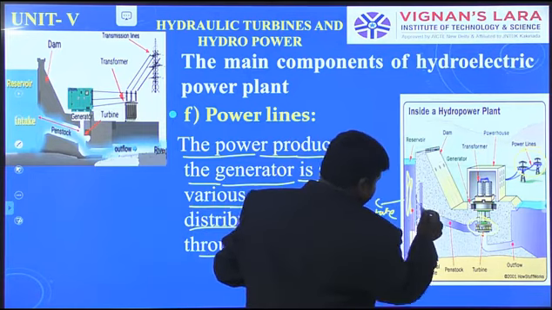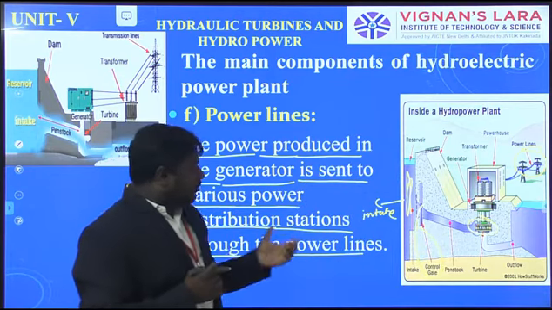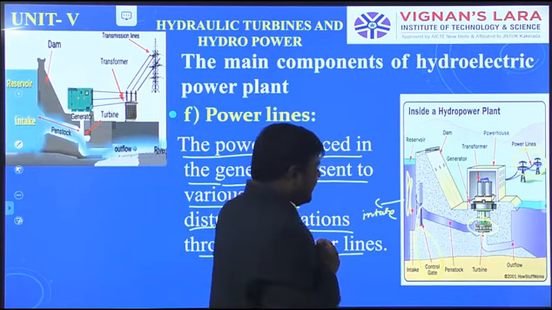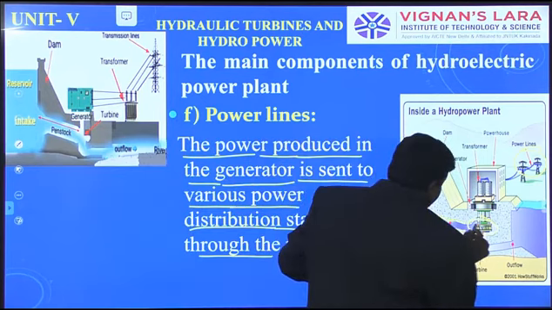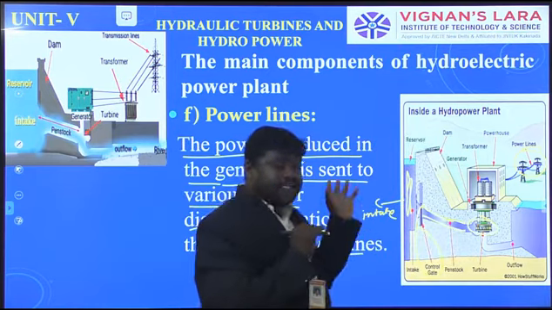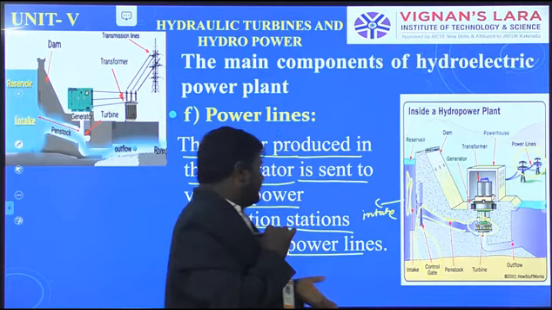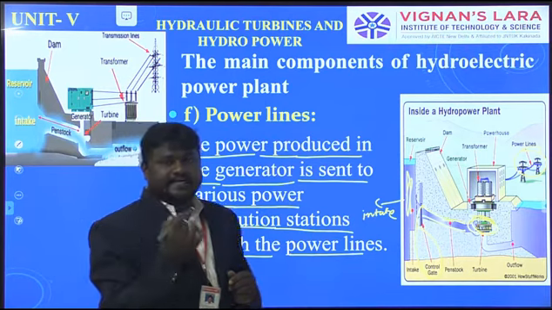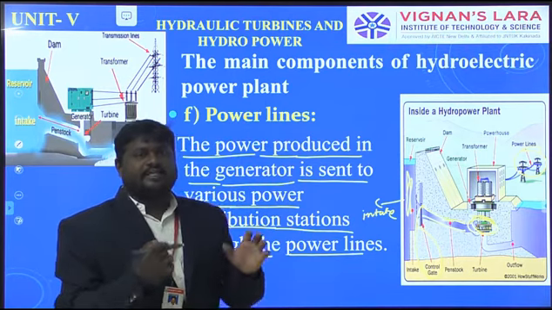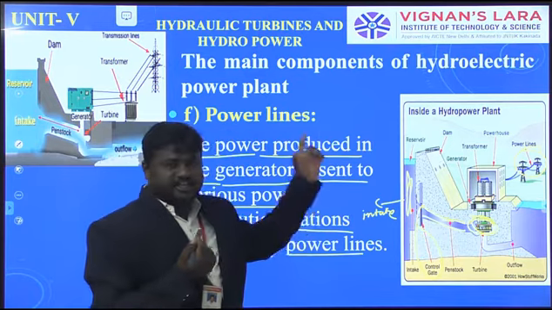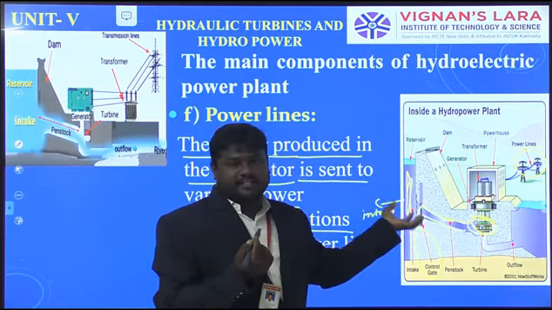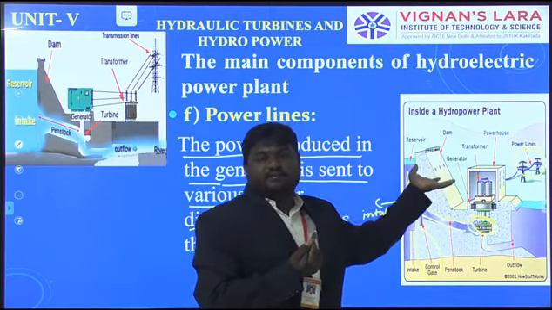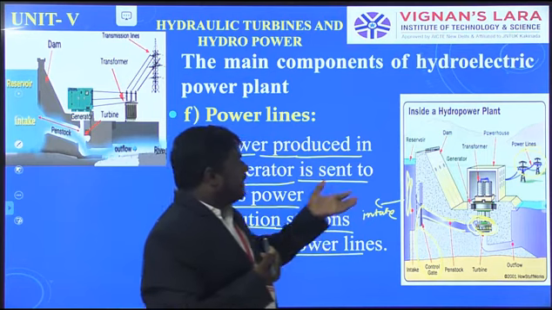Then this is the control gate. The main function of the control gate is to control the water. Then this is the penstock. Through the penstock, the water is sent to the turbine at high speed. The main function of the turbine is to rotate the blades. Whenever the blades rotate, the shaft rotates. The shaft is connected to the generator, where magnetic coils are present, and then power is produced. That power is sent to various distribution power stations with the help of power lines.